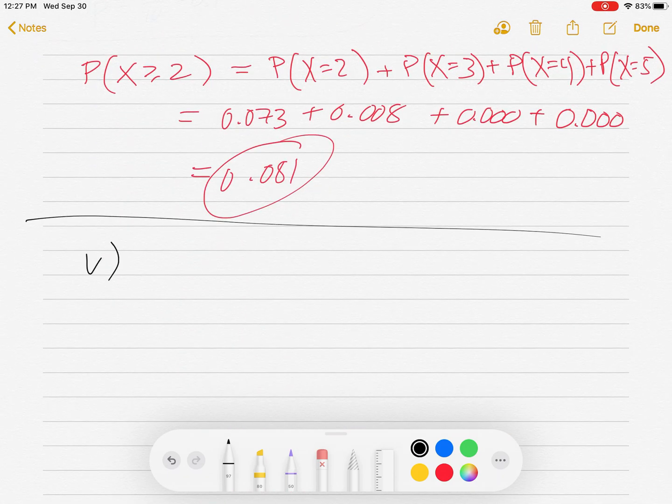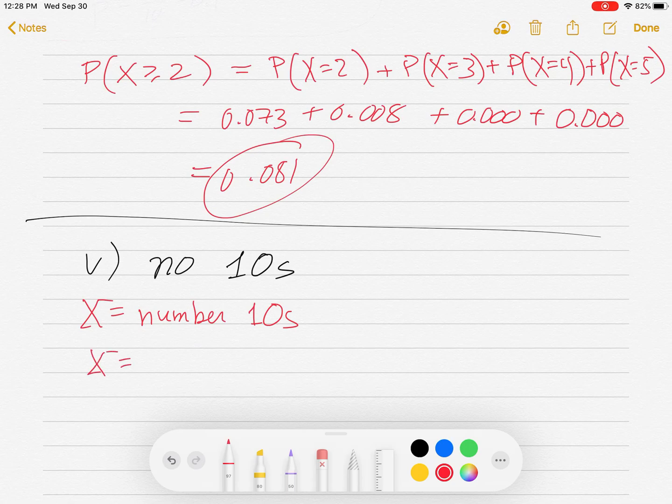Okay, so let's do one more. Number 5. No tens. What's the probability of getting no tens? Remember, x is the number of tens. That's what that represents. It's the number of successes. Success means you get a 10. And you want your x to be 0, right? So this word no right here, that means 0. No tens.